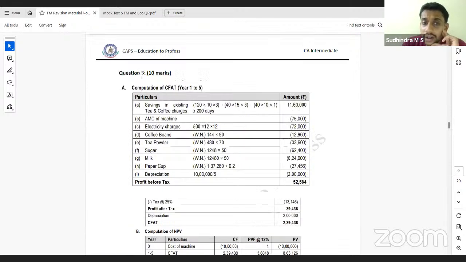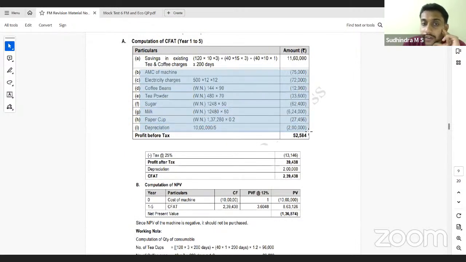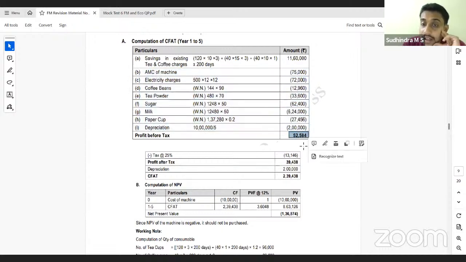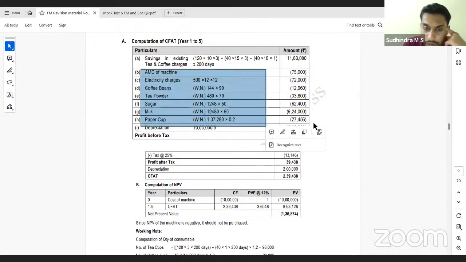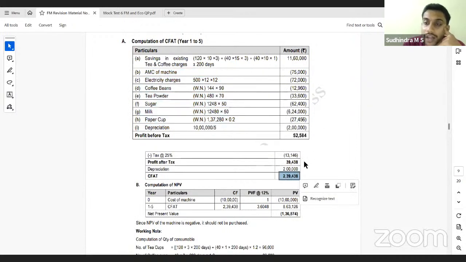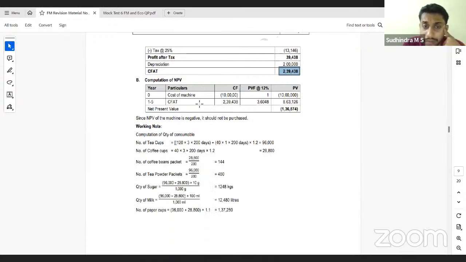Then all the outflows, all the expenses from the savings, all the incremental expenses, you'll get profit before tax, less tax, profit after tax, depreciation. And till here, if you have got the correct presentation, you will get 2 marks, all items included. Then cash flow after tax, if you have got 239,438, half mark. Then you have computation of NPV.